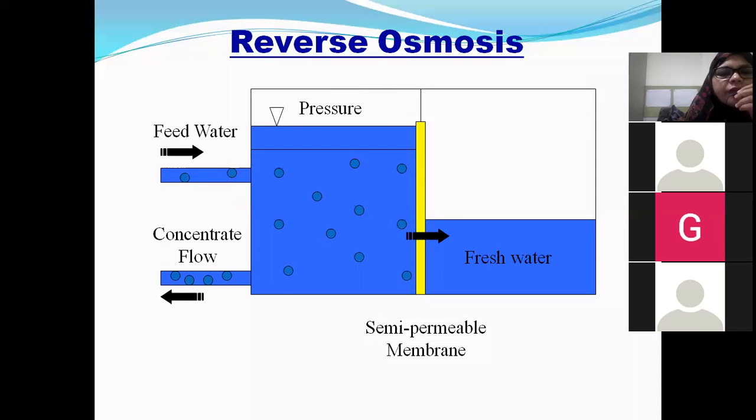Okay. So this is a simple diagram where I have shown here, this is the pressure which we are going to apply on the higher concentration side, and this is the lower concentration, that is the fresh water. And when you apply the pressure, impurities will be left here only on the left hand side, only the water molecules will pass. And all your impurities you can take it out from the outlet.